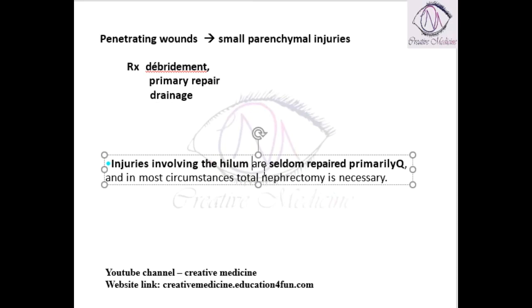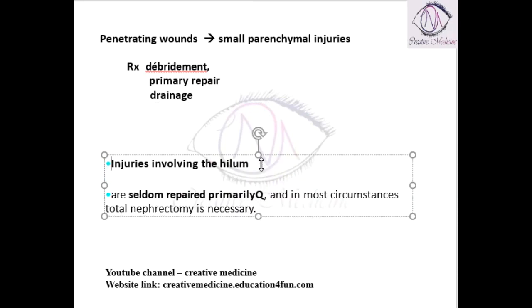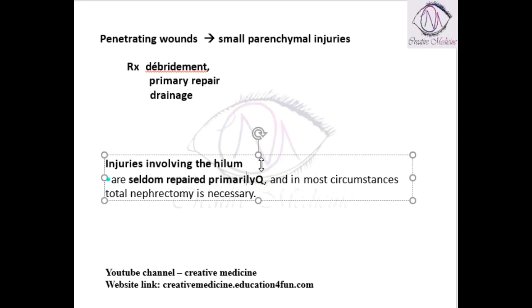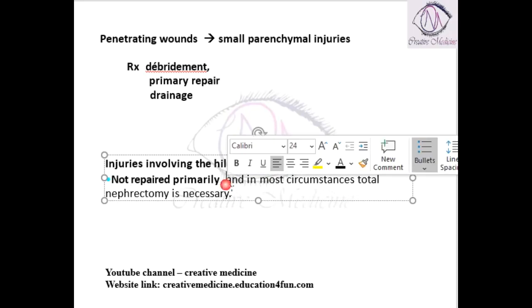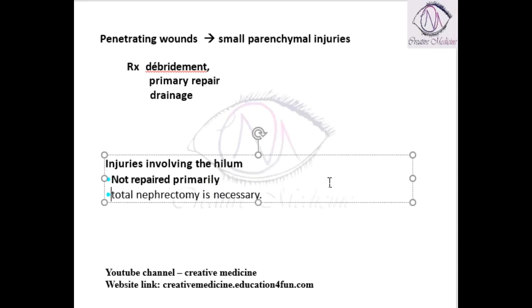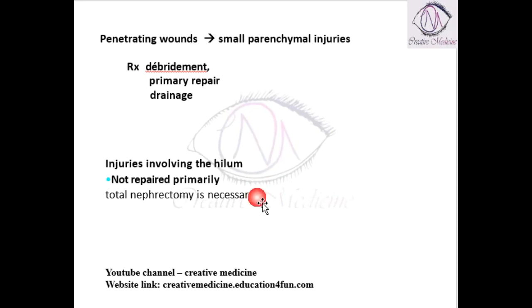If injuries involve the hilum, they are rarely repaired primarily. Mostly, total nephrectomy is necessary in the majority of cases. In the majority of cases, total nephrectomy is required for injuries involving the hilum of the kidney.